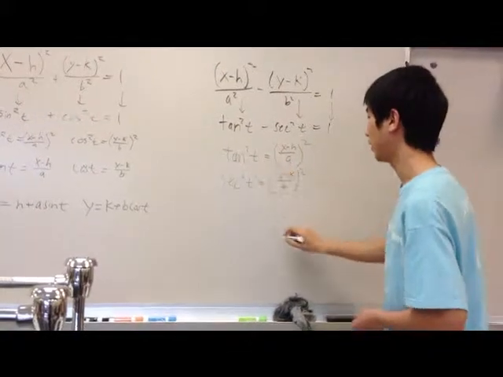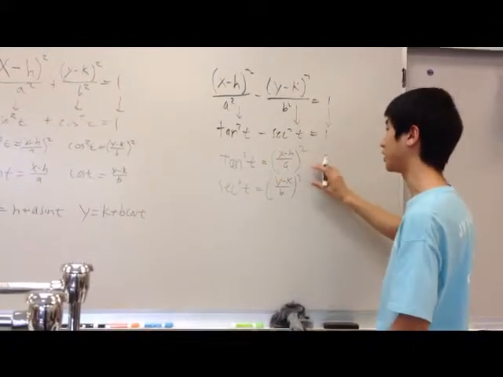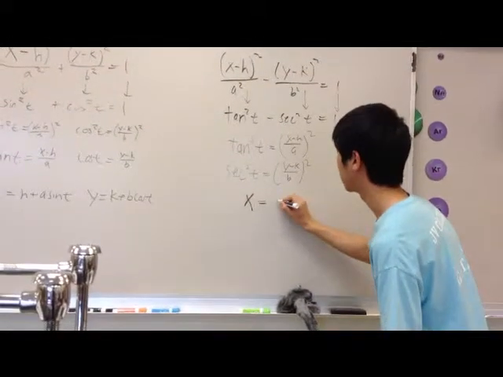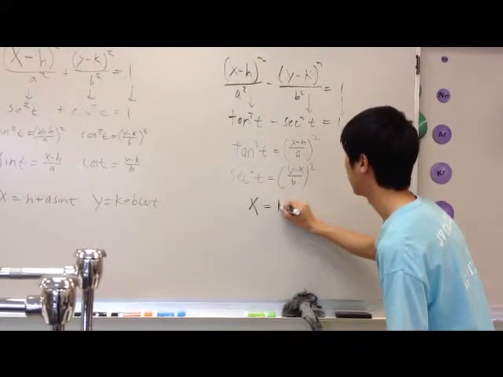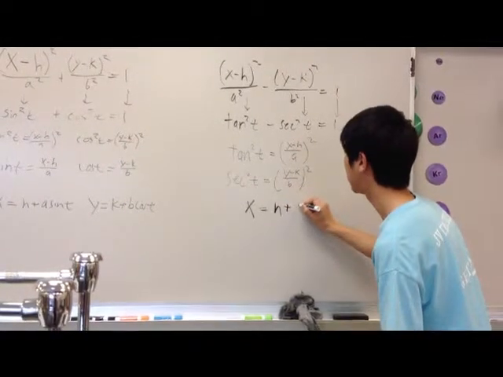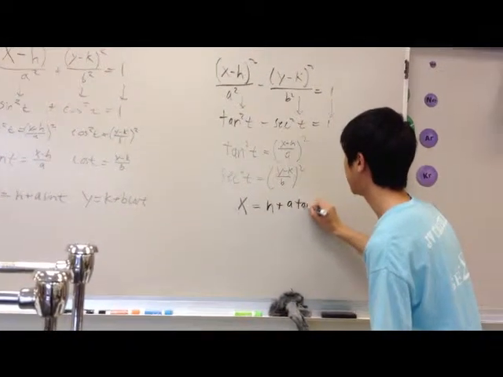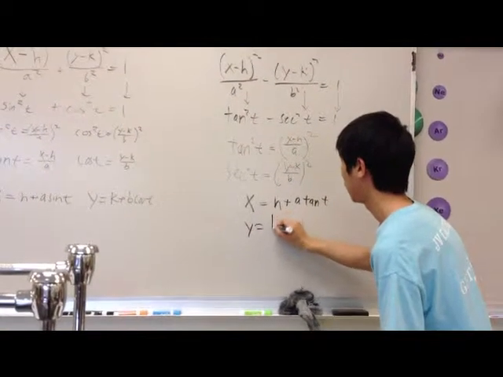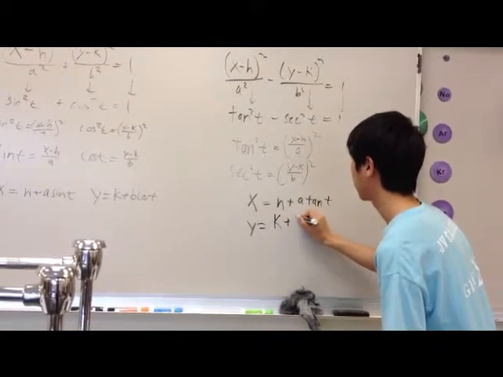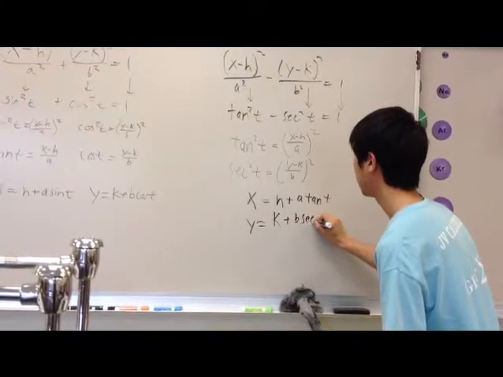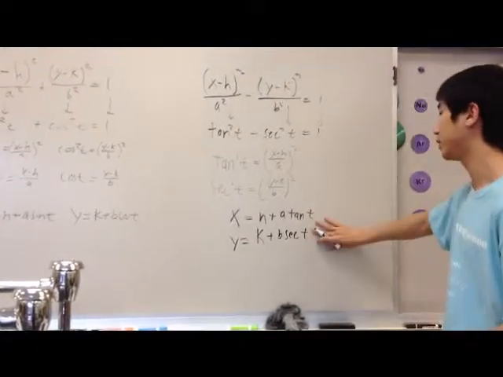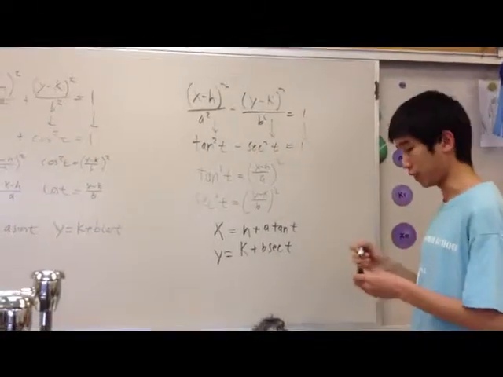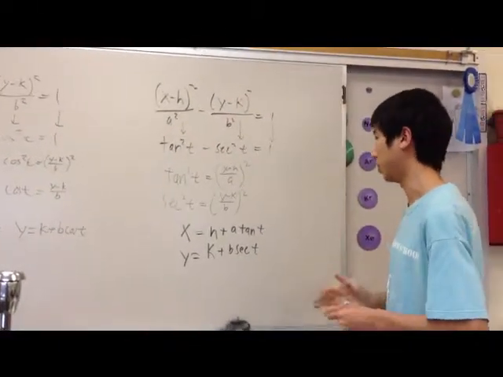Solving for t, actually solving for x and y, we have x equals h plus a tan of t, and y equals k plus b secant of t. These equations are what describes the rectangular coordinate equation of the standard form of the hyperbola.